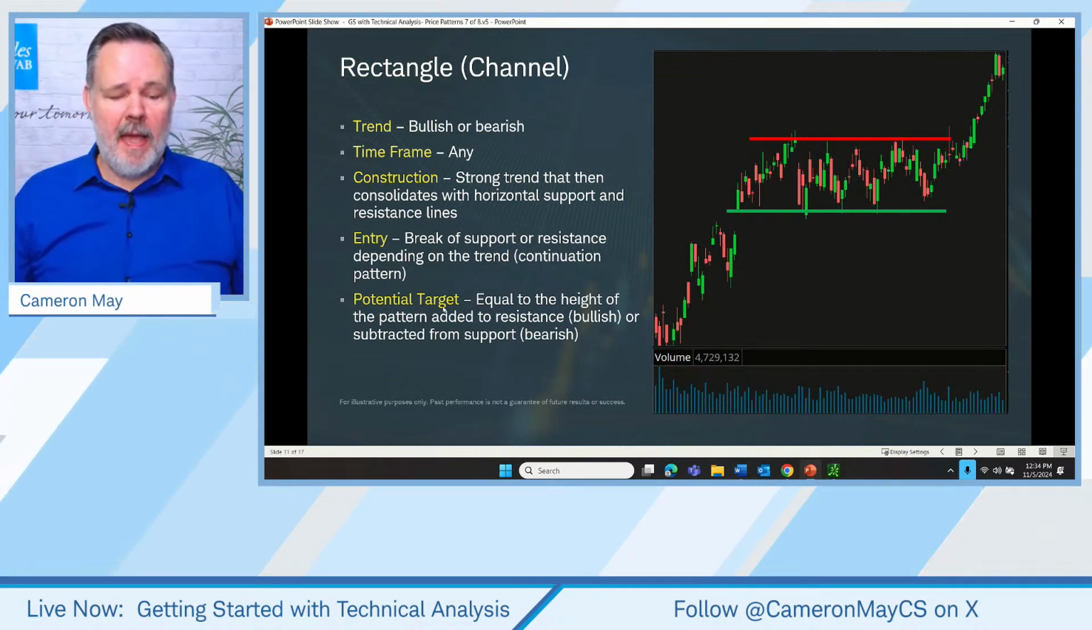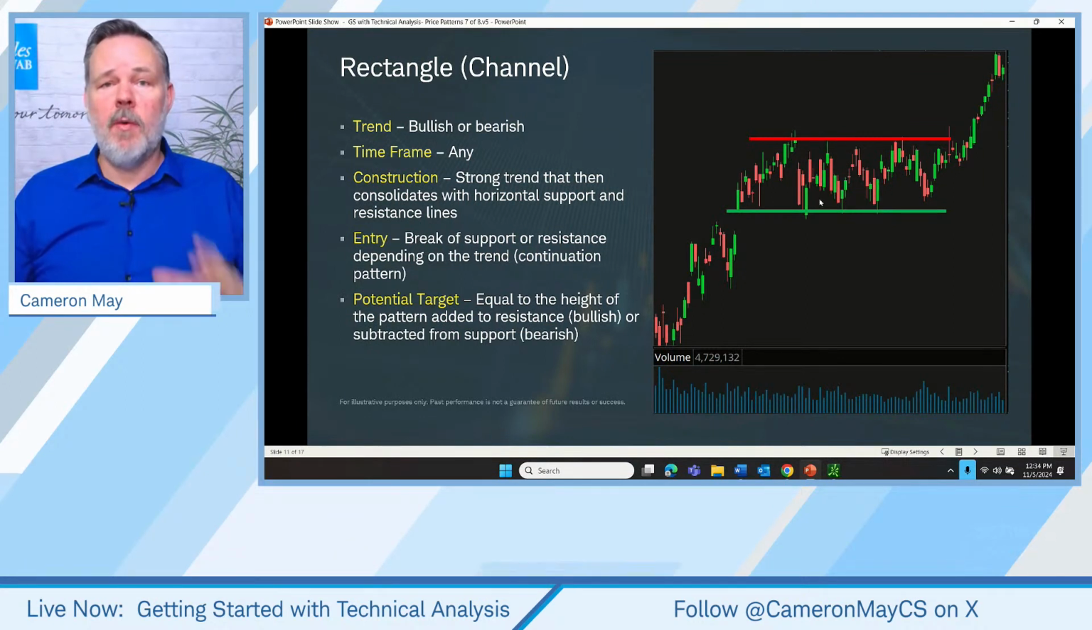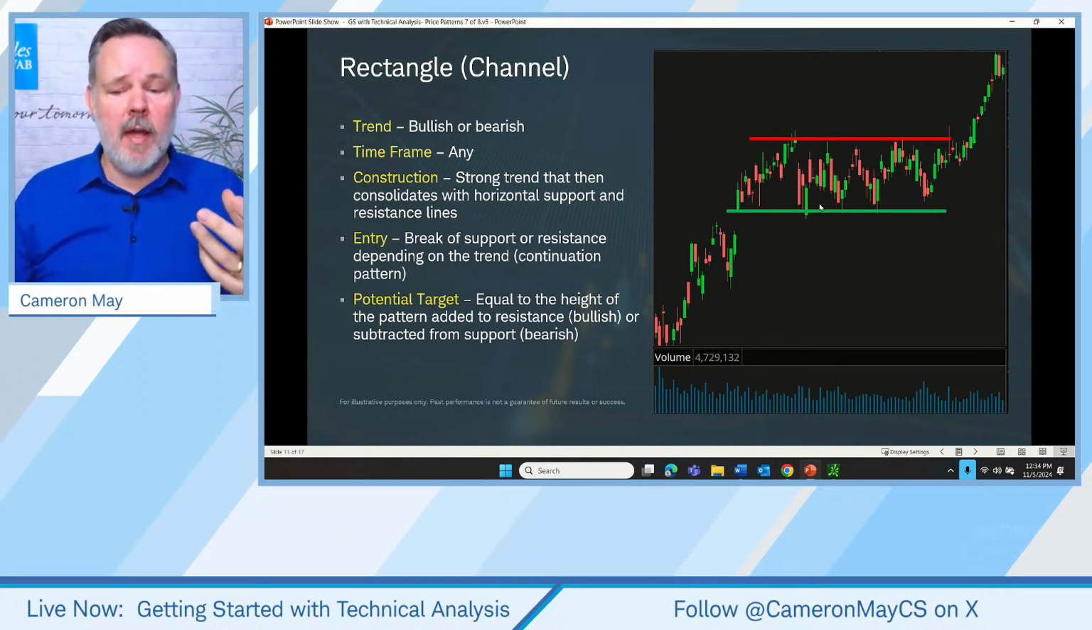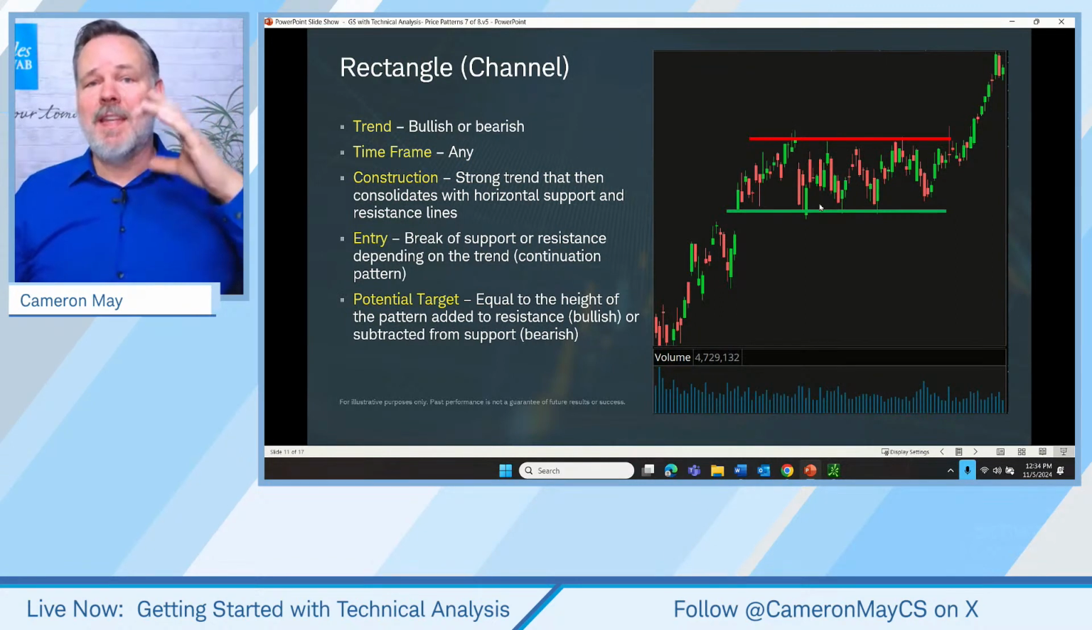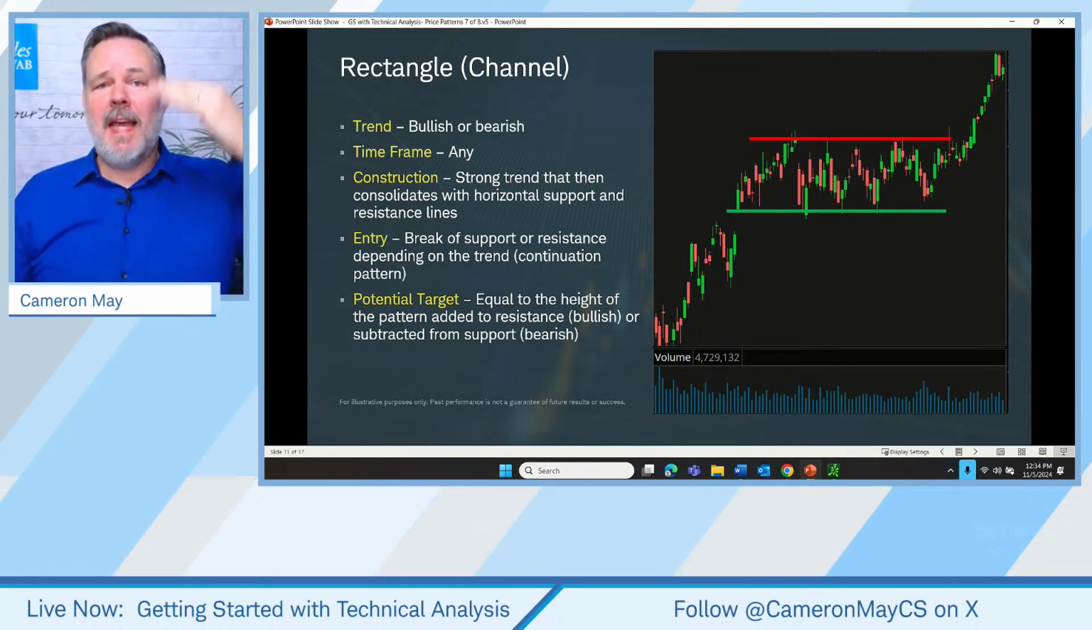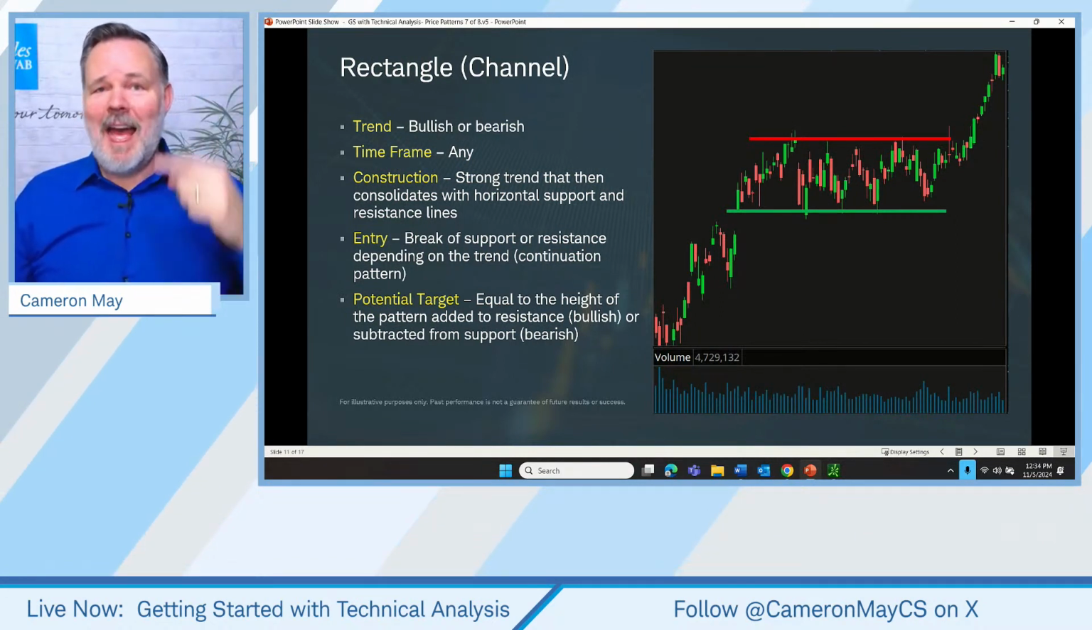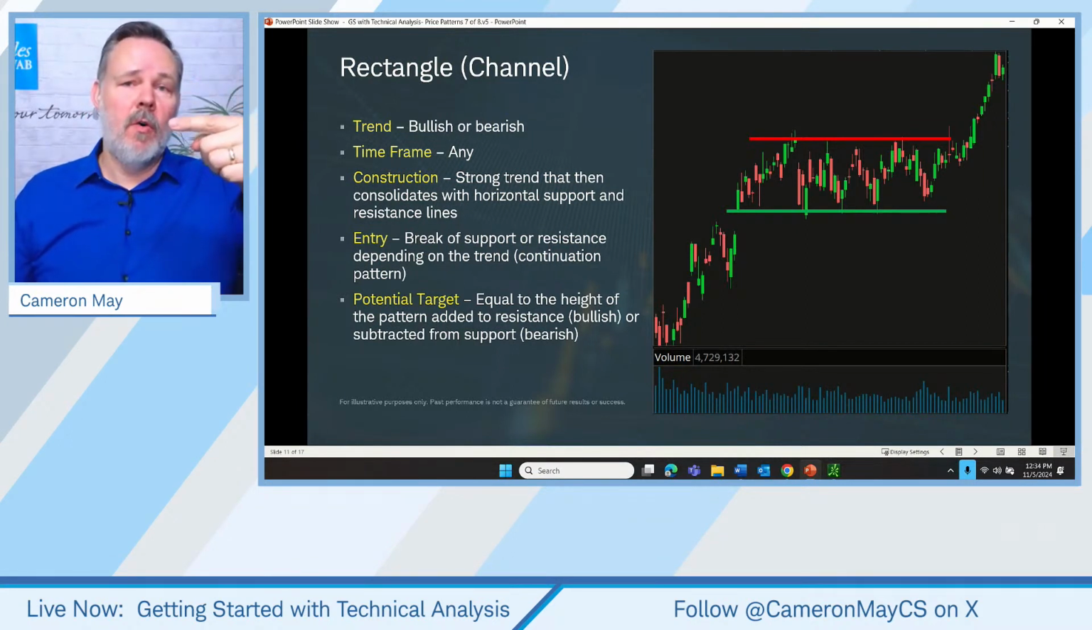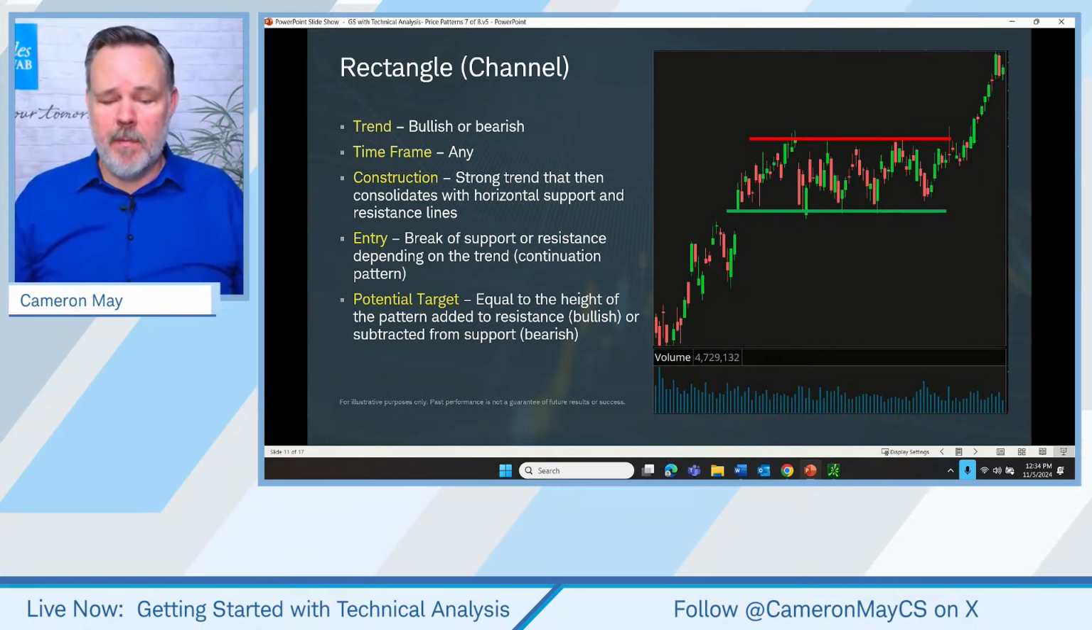And then finally, the plan for taking profits, if the profits manifest themselves ultimately, we just measure the height of the pattern. Just like with flags, just like with triangles, we measure the height or the depth of the pattern and attach that to the breakout point. Either add it in the case of a bullish breakout or subtract it in the case of a bearish breakout. So let's look at a bullish breakout.